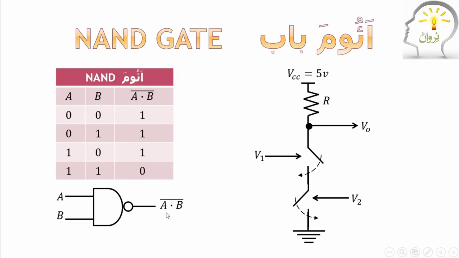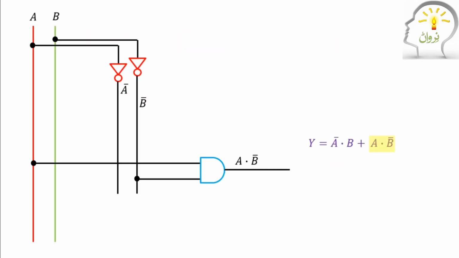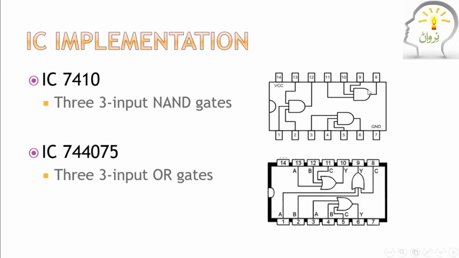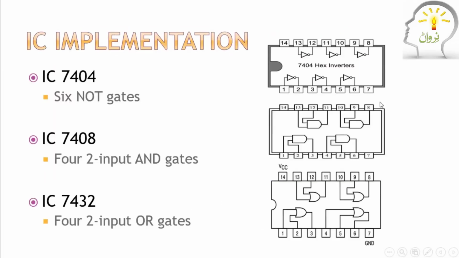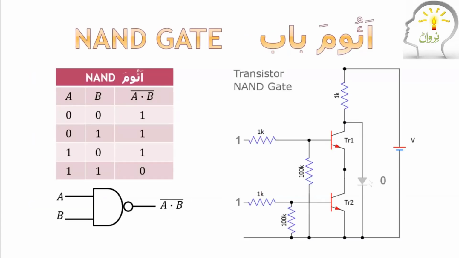A NAND B. This gate is AND. Okay, this is AND gate. This is AND gate. This one is NAND gate because it has a bubble. Without bubble, it is AND gate. But with bubble, it is NAND gate.